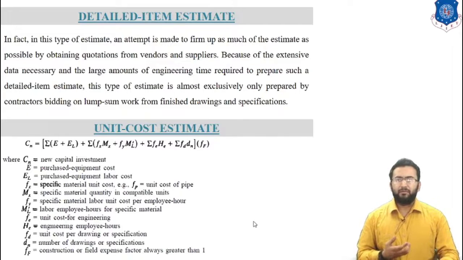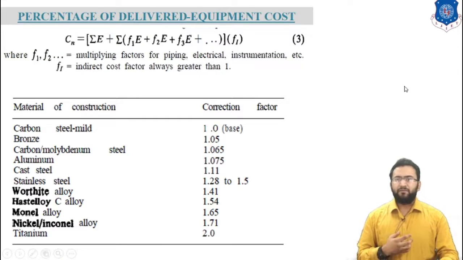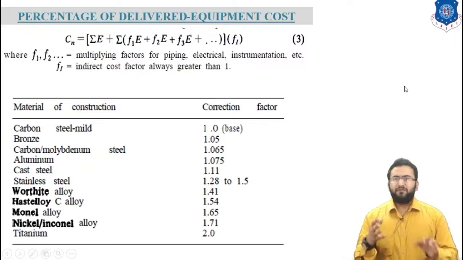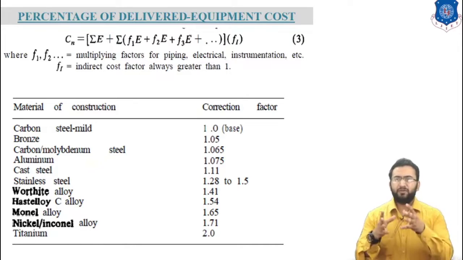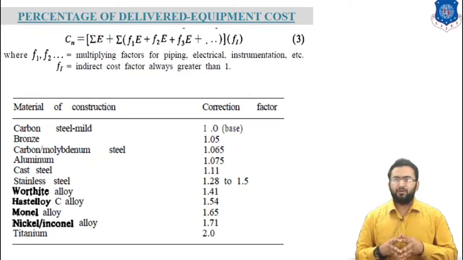Now let's talk about the percentage of delivered equipment method. This method of estimating fixed or total capital investment requires determination of delivered equipment cost. The other items included in total direct plant cost are then estimated as percentages of delivered equipment cost. The additional components of the capital investment are based on average percentages of total direct plant cost and total direct cost.